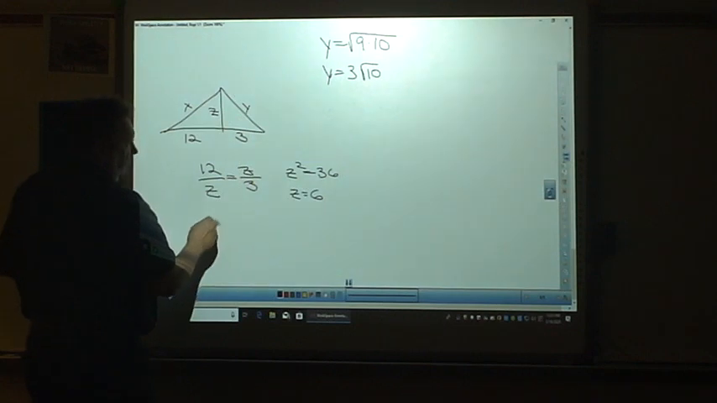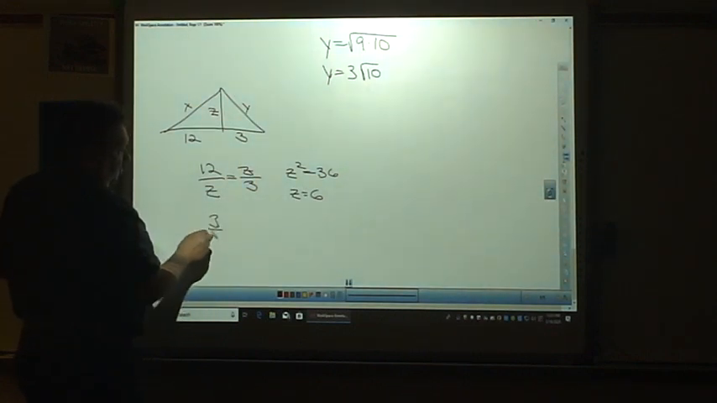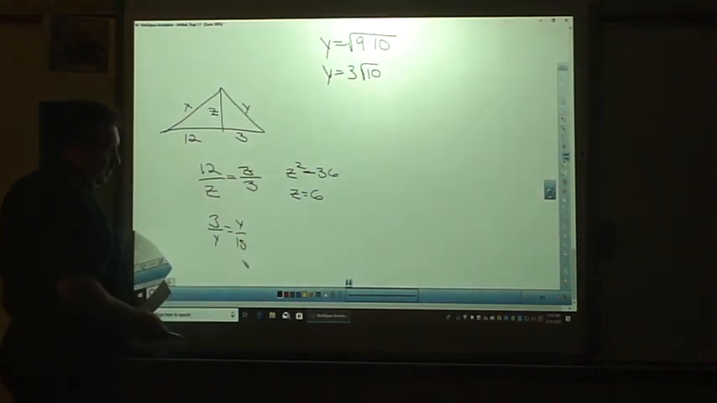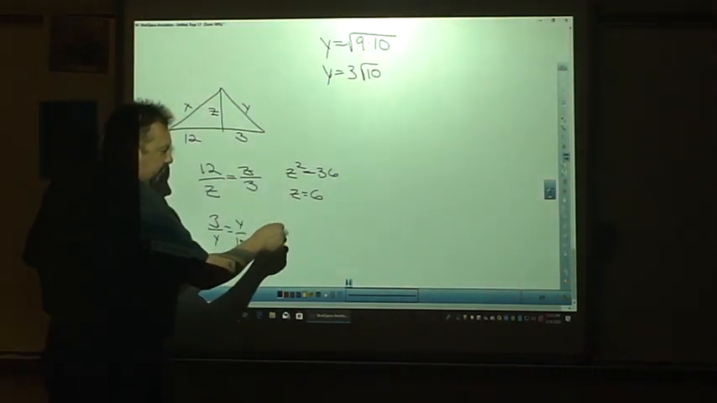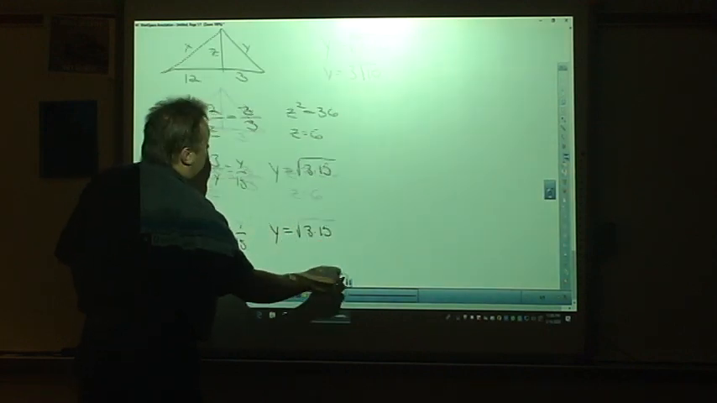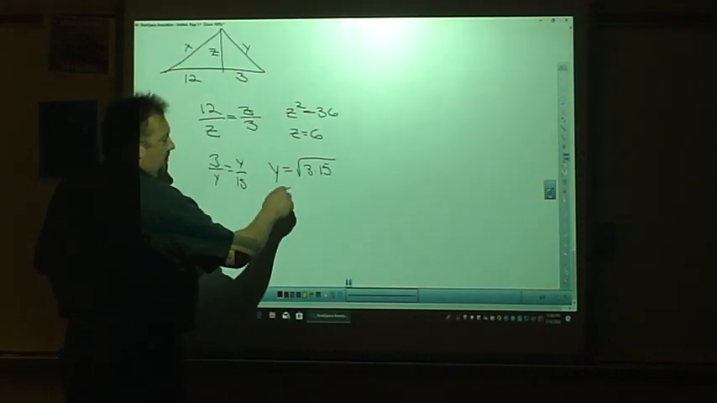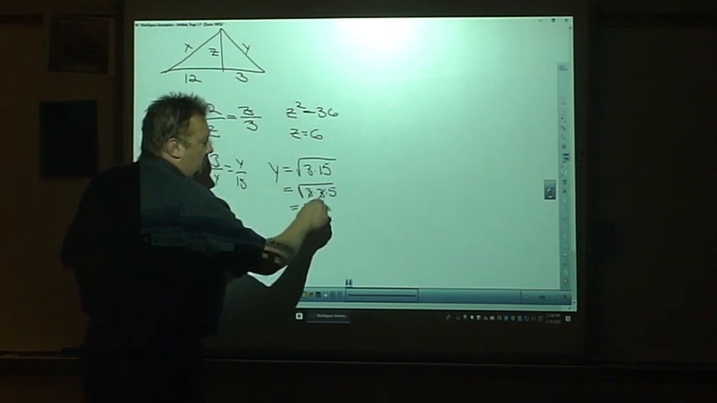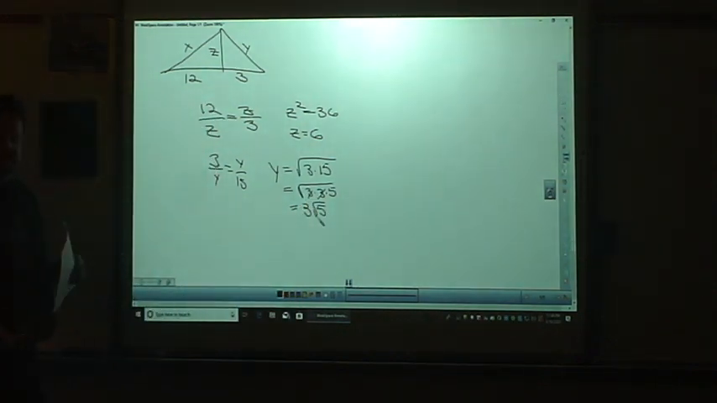The leg, we're going to do 3 over y equals y over 15. Y, I'm going to skip the square root thing and do y equals the square root of 3 times 15. That means I have square root of 3 times 3 times 5. Take out a 3, and what's left?